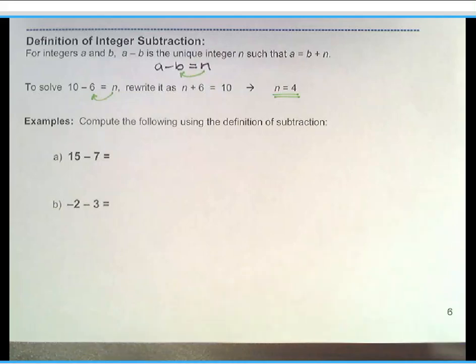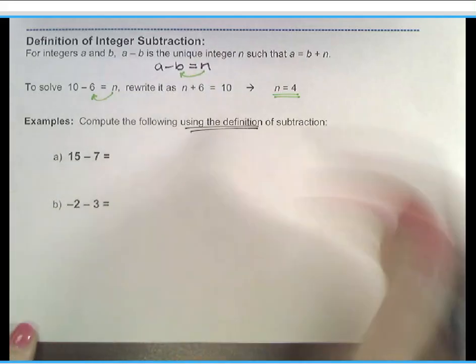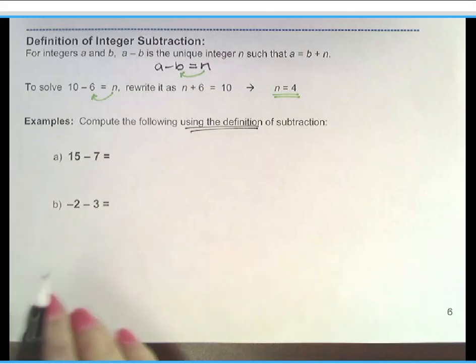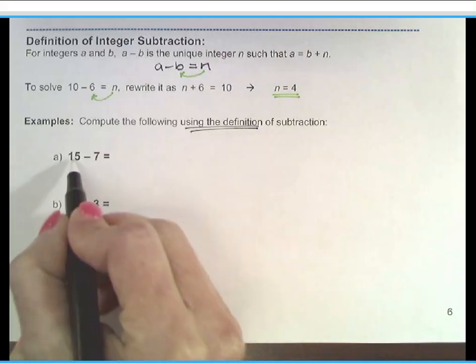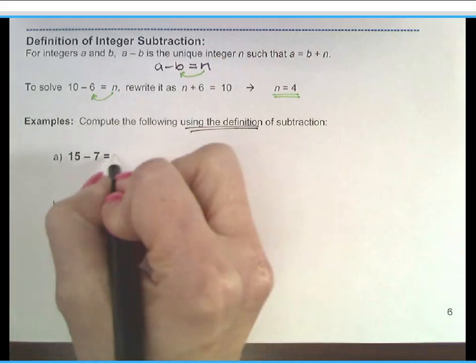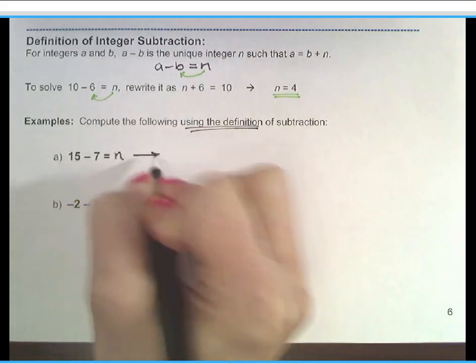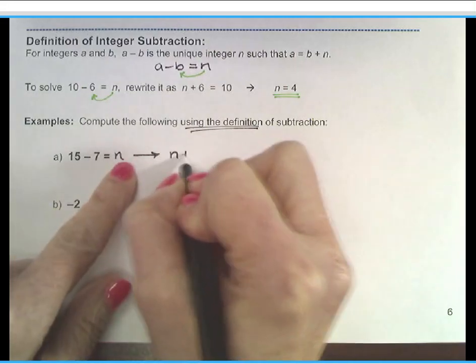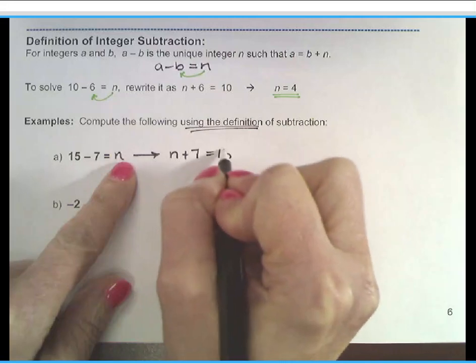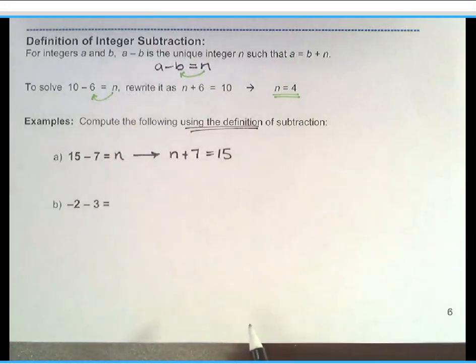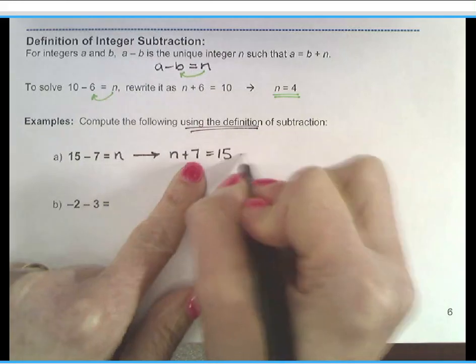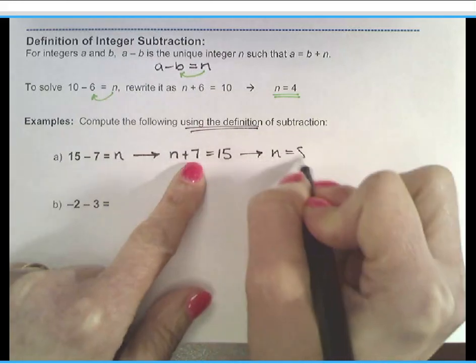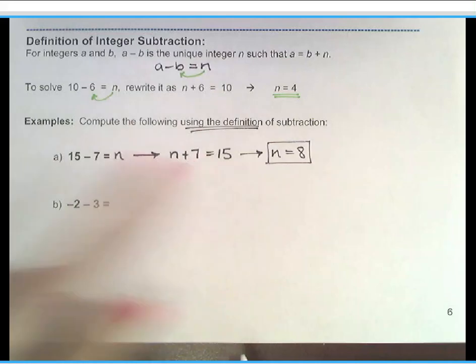So it says compute the following using the definition of subtraction. So we have to use the definition here. 15 minus 7, well, that would be equal to some number. And I could turn this around and think of it backwards as n plus 7 equals 15. So then you can think of it as addition. What number would you add to 7 to get 15? You would add 8. So 15 minus 7 is 8. But we thought of it as an addition problem.